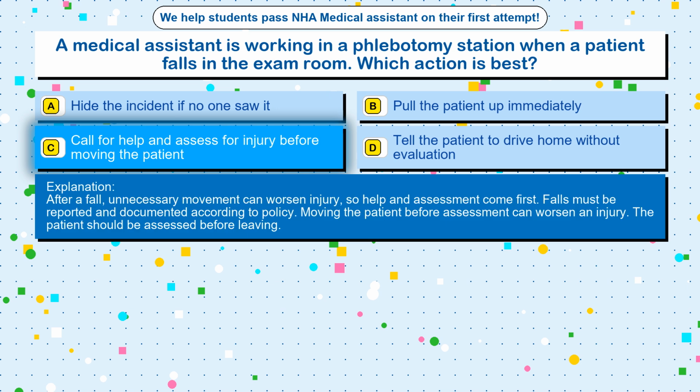After a fall, unnecessary movement can worsen injury, so help and assessment come first. Falls must be reported and documented according to policy. Moving the patient before assessment can worsen an injury. The patient should be assessed before leaving.